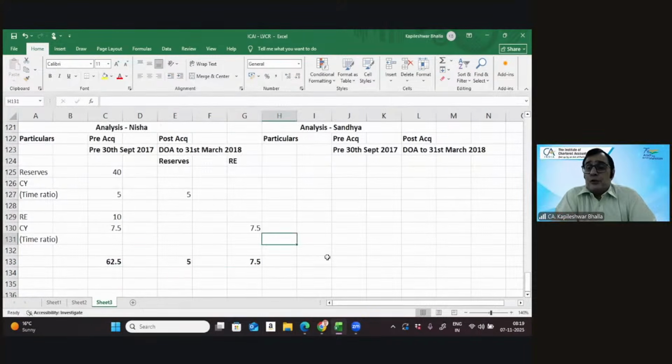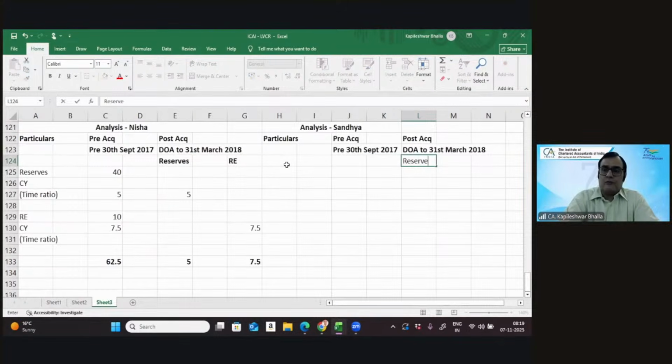Now we need to do the analysis of Sandhya on absolutely similar lines. The only additional thing is the stock reserve, the rest is absolutely similar in nature. Let's begin with the reserves in this case as well. So let me do one thing. In the post-acquisition, let's take the column for reserves and let's take the column for retained earnings as well.